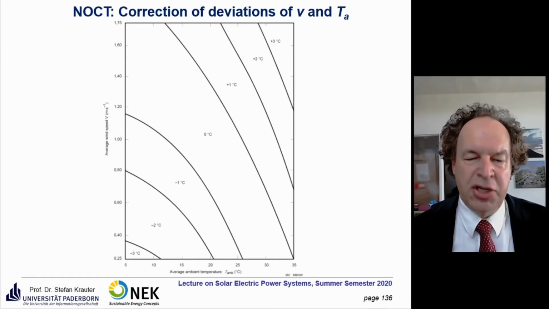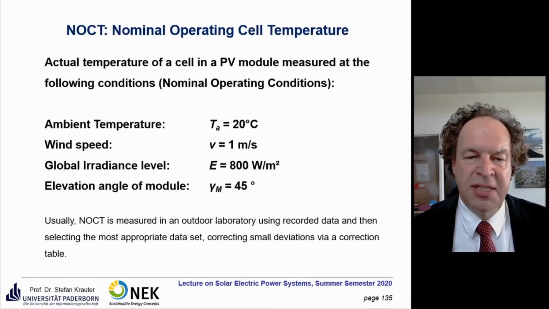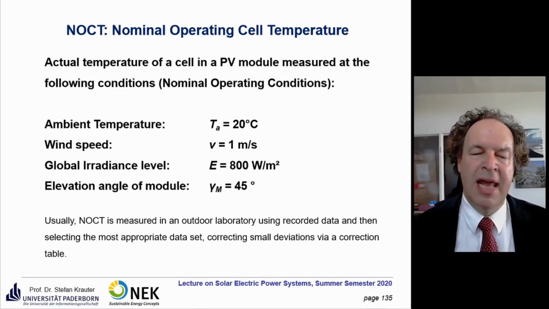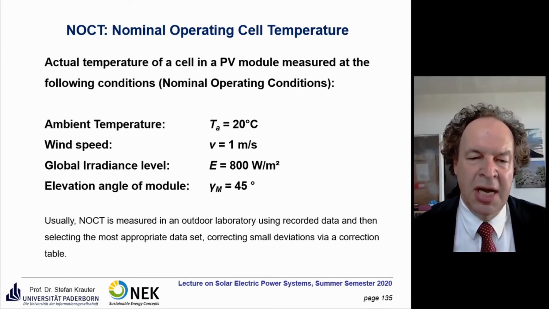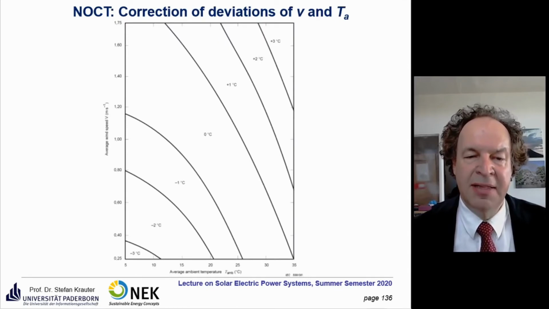While you measure the NOCT not in the lab but in outdoor labs, sometimes you don't achieve those conditions, and so you have to extrapolate. If you have some deviations from these conditions, and then you measure the NOCT, then you have to have a correction factor, and that is explained in the next graph.